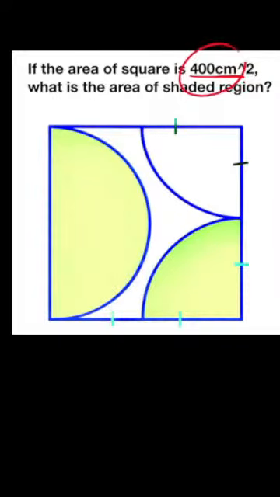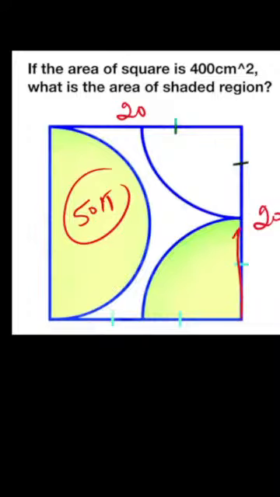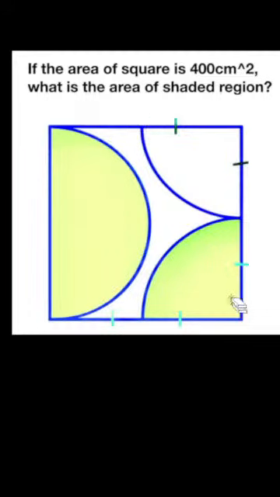See, the area is 400, so the side is going to be 20. So if side is 20, the radius for this semicircle is going to be 10, right? So the area is going to be pi r square by 2, which is pi 10 square by 2. So this would be 50 pi. And similarly for this also, the radius is going to be 10 and the area is going to be pi r square by 4. So this would be 25 pi, right? Add both of these, you will be getting 50 pi plus 25 pi. Your answer is going to be 75 pi. Okay, 75 pi is the right answer.